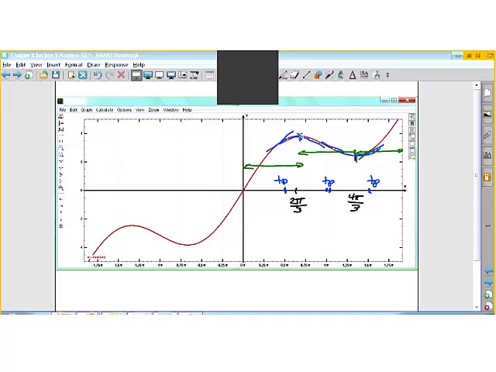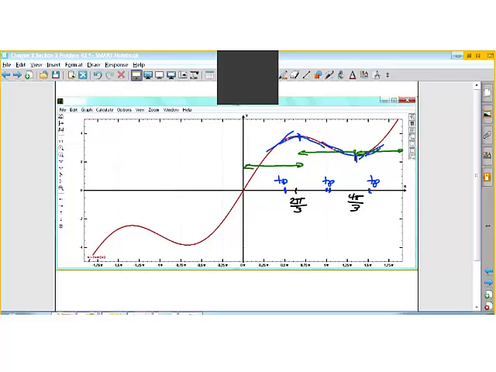In this interval, it's increasing. After 2 pi over 3 it decreases until 4 pi over 3 where it changes. We go from increasing to decreasing, which gives us a local maximum. Here we go from decreasing to increasing, and that gives us a local minimum.